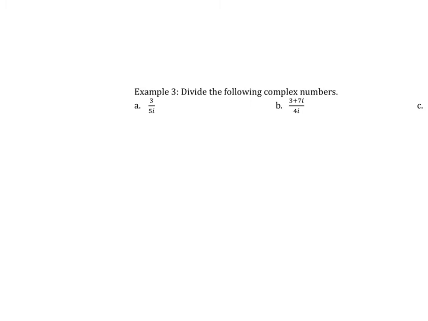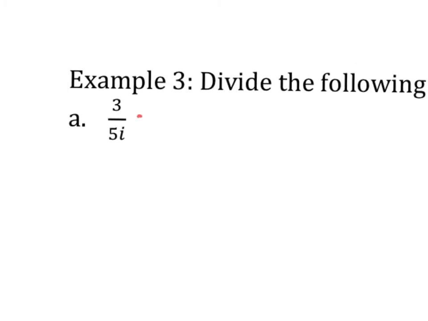We're going to multiply on top and bottom by i. So 3 times i is 3i, and 5i times i is 5i squared. Now remember that i squared changes the sign. So I'm going to get rid of that i squared, change the sign. So my answer would be negative 3/5 i.